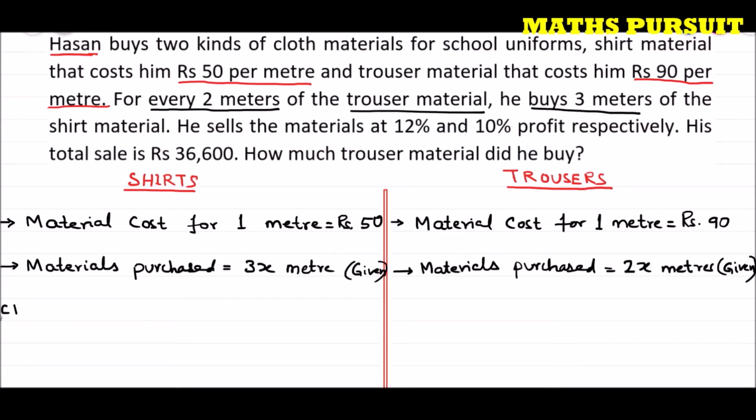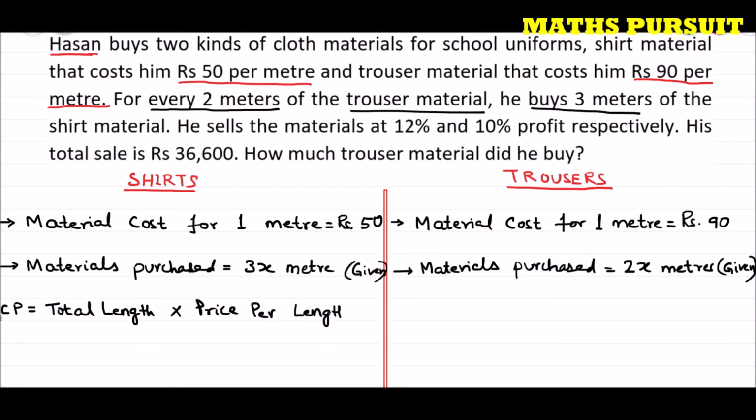So cost price is CP. I am writing it CP. CP is equal to, what is cost price? Cost price here is total length of the material into price per length. We very well know how to calculate the cost price of an article or a cloth or whatever it may be. Price per length.